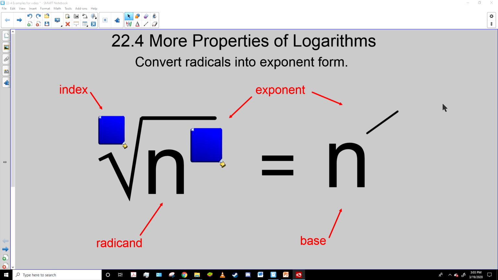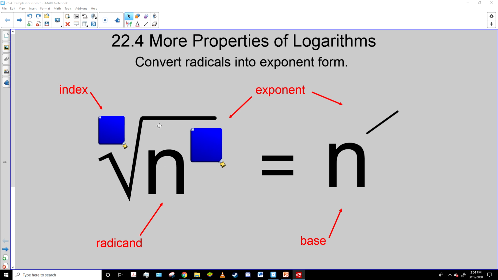Today we're going to be looking at some more properties of logarithms. One of the first things we're going to look at, though, is how to convert a radical into an exponent. And so here we have a radical, and you'll normally have an index number here, and then sometimes you'll have an exponent over here on the radicand.